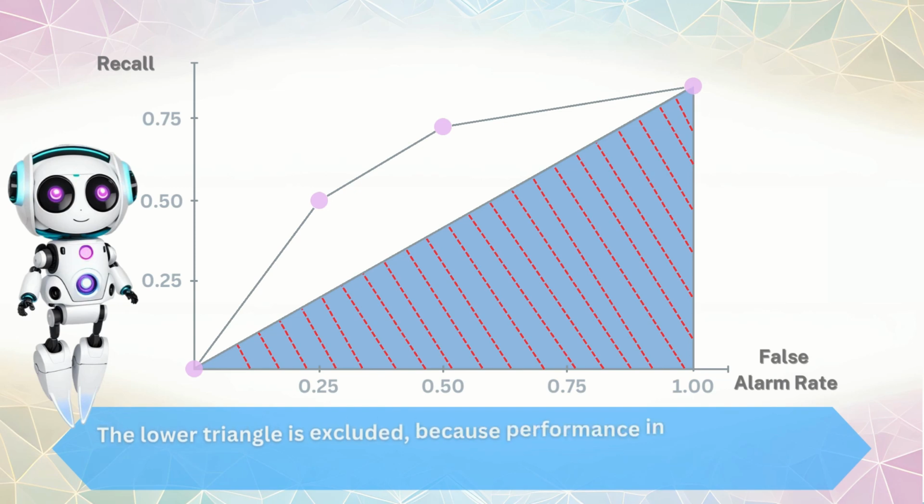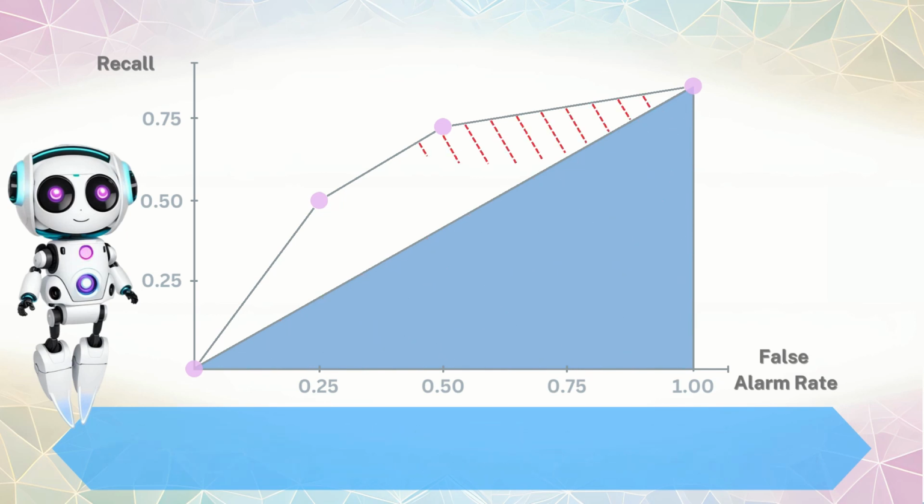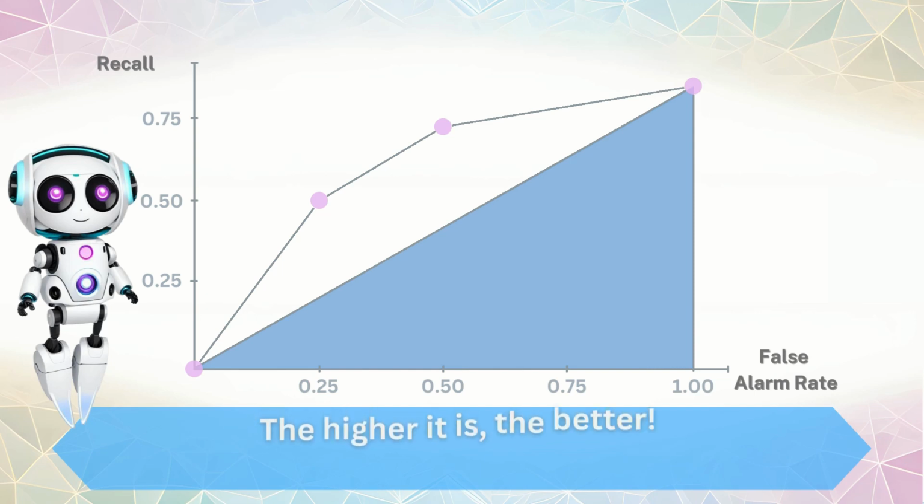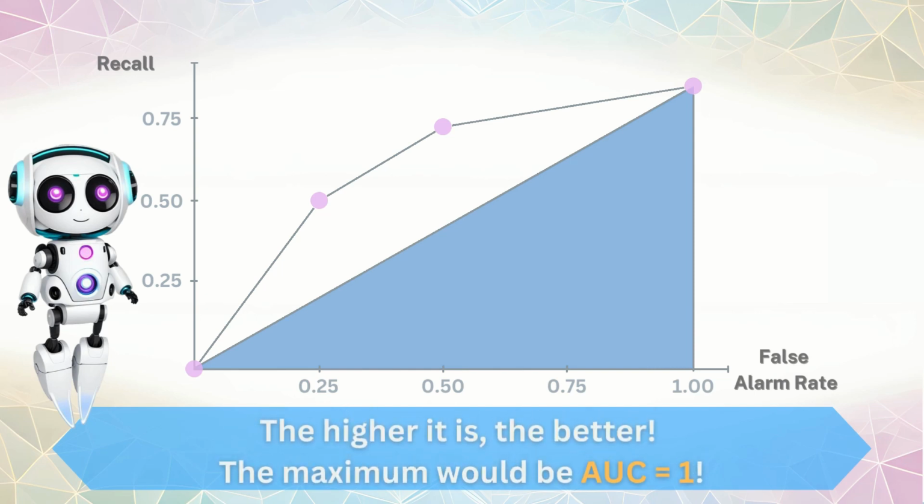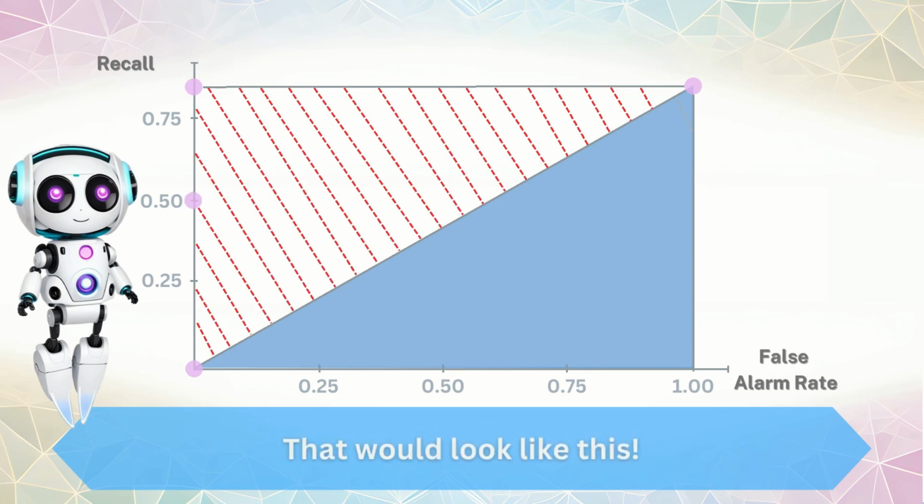The lower triangle is excluded, because performance in this area would indicate that the AI knows the answers, but decides to answer falsely. To compare different classification AIs, it is common to measure the area under the curve, the AUC. The higher it is, the better. The maximum would be AUC equals 1. That would look like this.